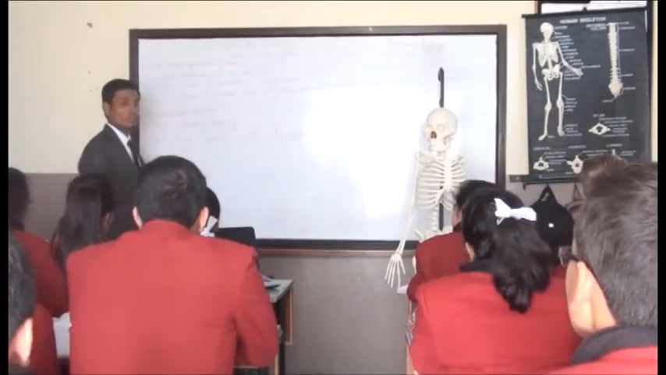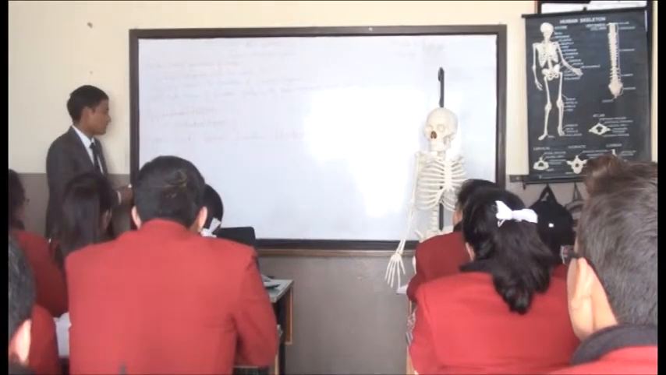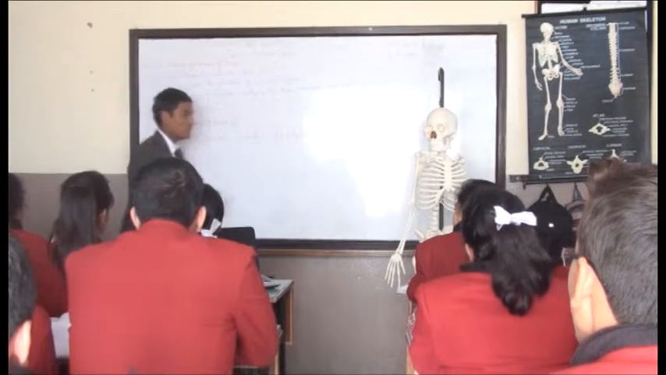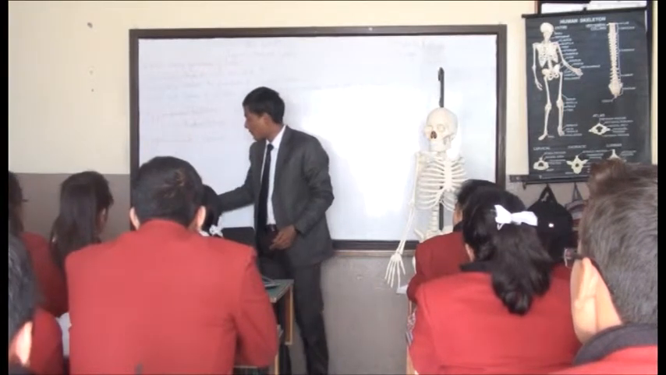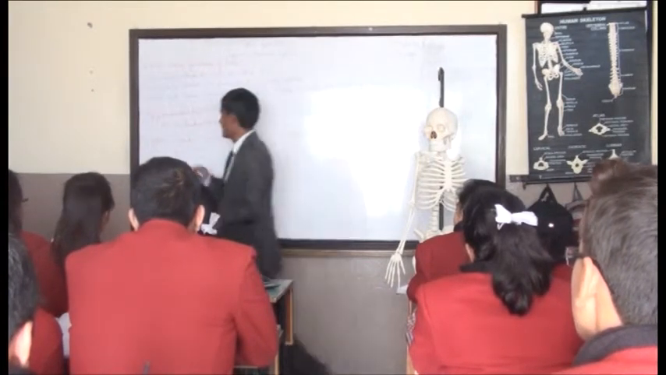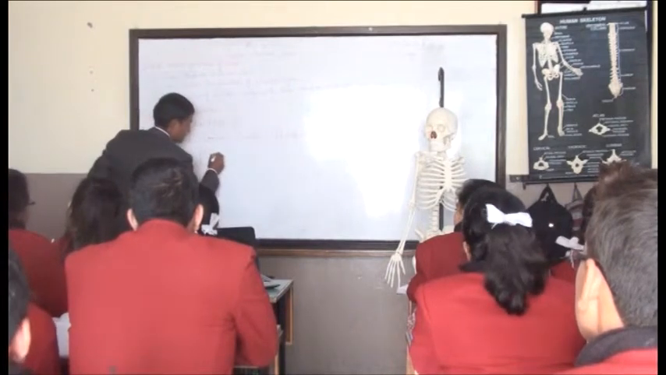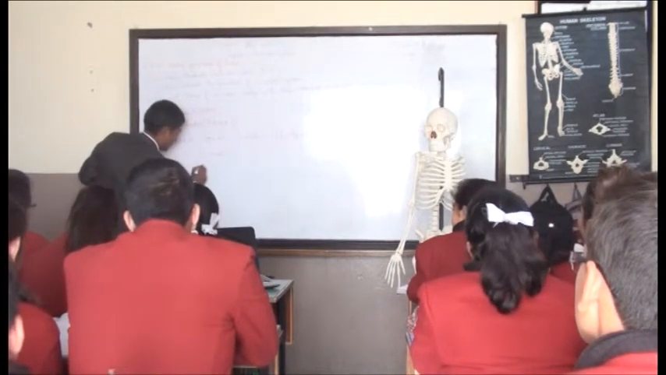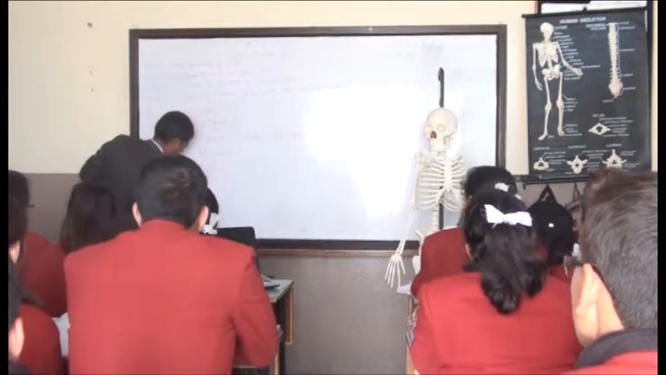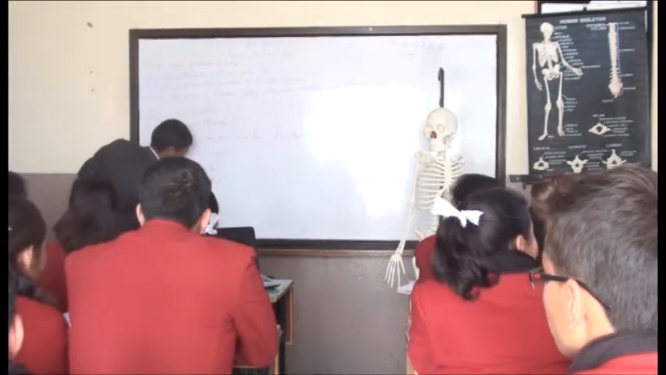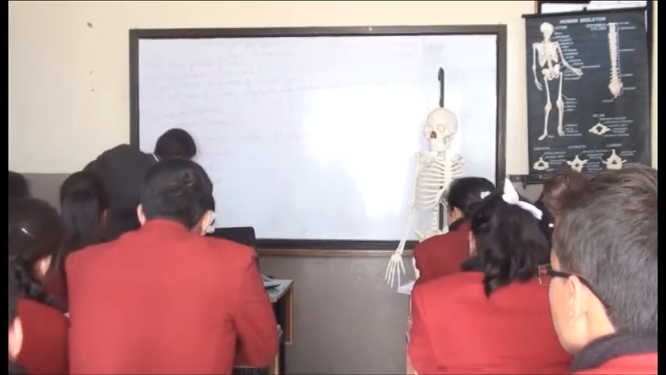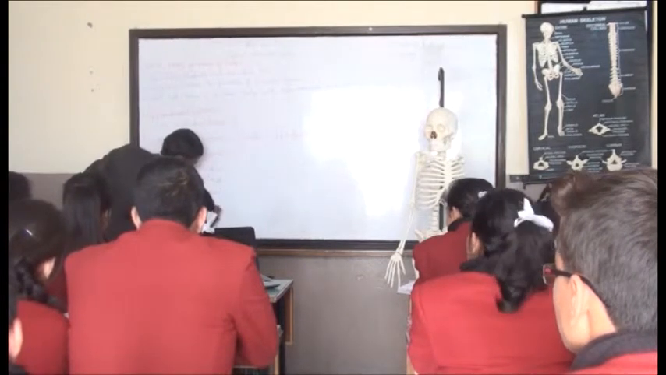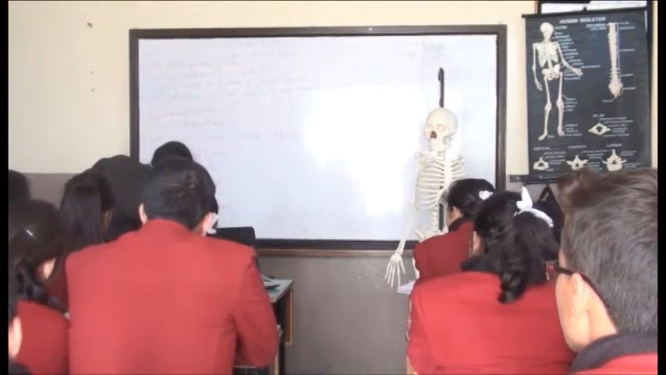H stands for humerus. R stands for radius. Ulna, carpals, metacarpals, phalanx. Shall I write? Humerus, radius, ulna, carpals, metacarpals, phalanx.